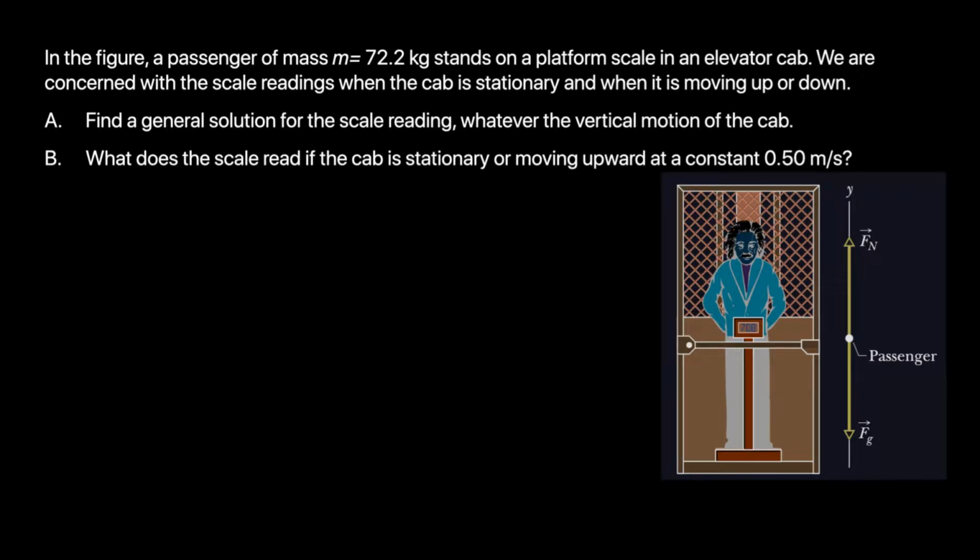So let's do some math over here. With that, let's try to understand that better, a bit more mathematically, using this problem. In the figure, a passenger of mass 72.2 kilograms, pretty standard, stands on a platform scale in an elevator cab. We are concerned with the scale readings when the cab is stationary and when it's moving up or down. When it's stationary, it's going to read a normal thing. But if it's moving up or down, how will it change? Find a general solution for the scale reading, whatever the vertical motion of the cab.